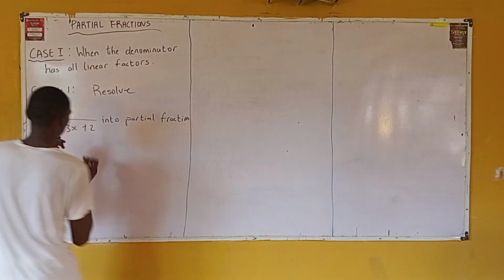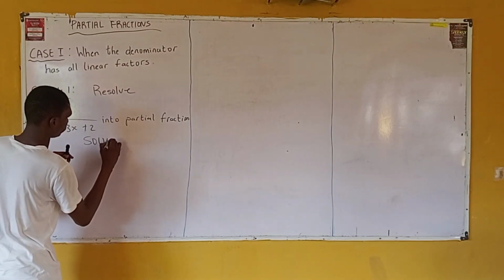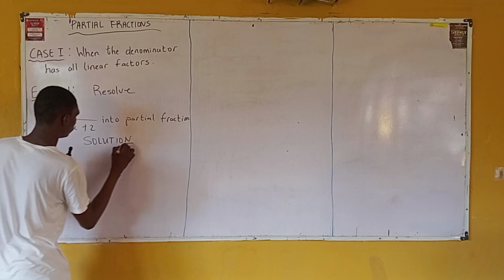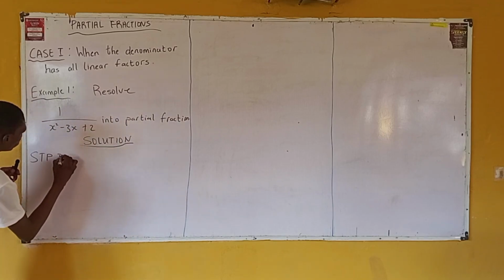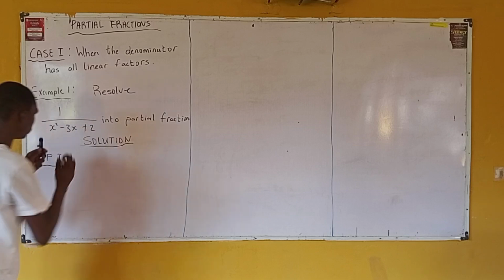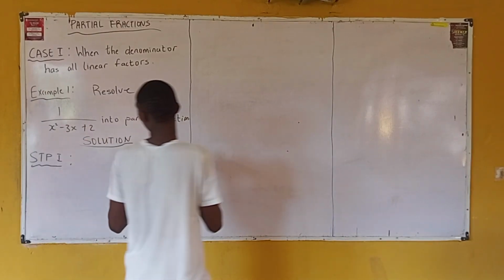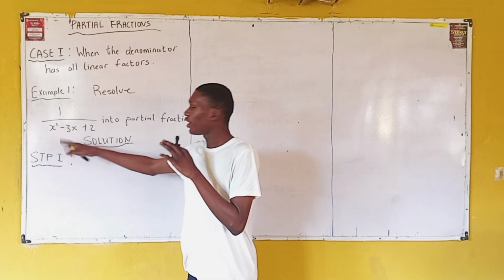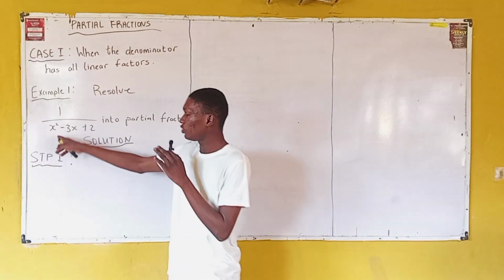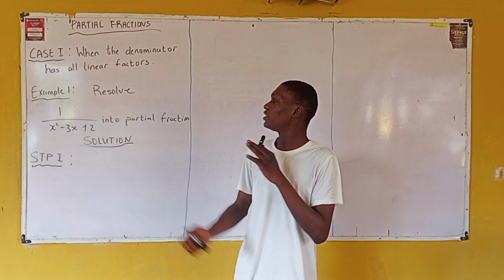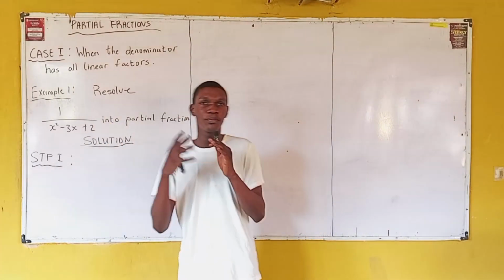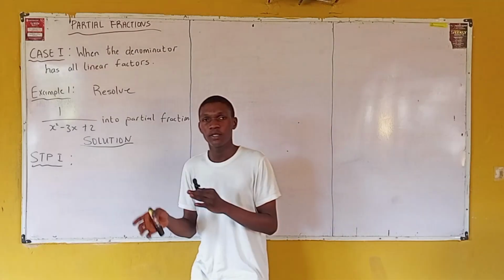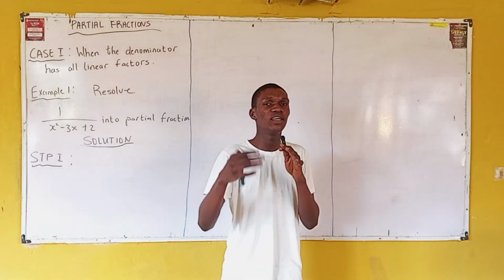Solution. So step 1, what do you do first? For this question, we know that the highest power of a variable is 2. So therefore we know that it is a quadratic equation, right? And for a quadratic equation, we can simply break it down by factorizing into two linear factors.